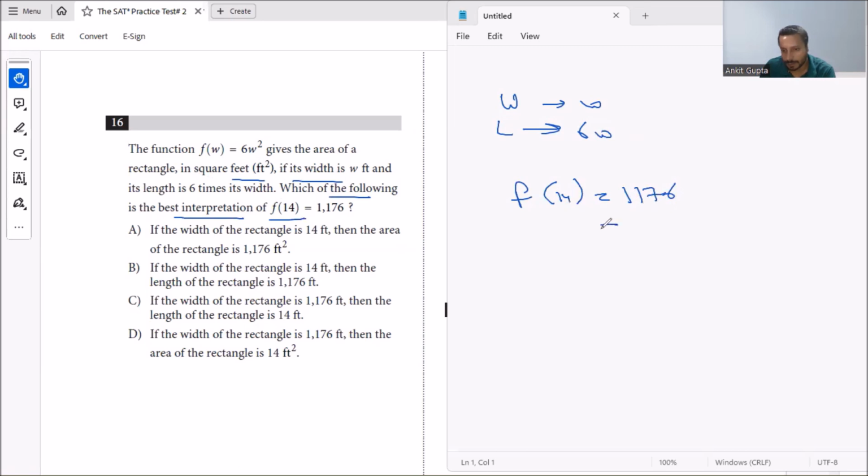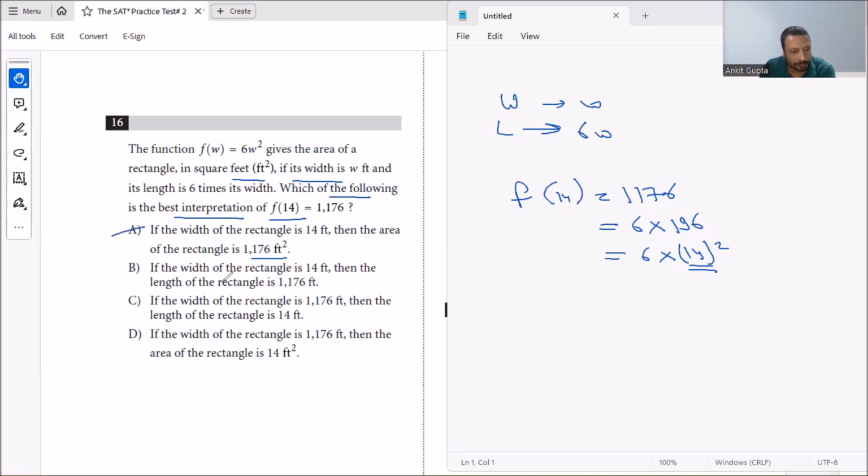If we divide 1176 by 6, we will get 1 and then 57, 6 nines are 54 and 36, so 6. So 6 into 196. 196, we know that it is 14 square. That means the width is 14. So if the width of the rectangle is 14, then the area of the rectangle is 1176 feet square, which is correct.